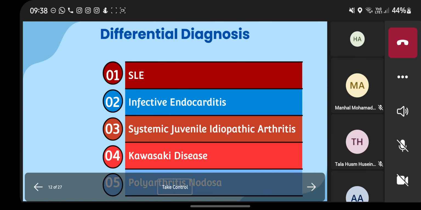For differential diagnosis, we always have to keep in mind systemic lupus erythematosus, infective endocarditis, systemic juvenile idiopathic arthritis, Kawasaki disease, and polyarteritis nodosa, because, as we said, one of the common manifestations is polyarthritis.